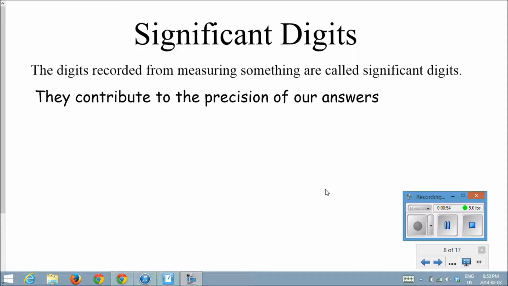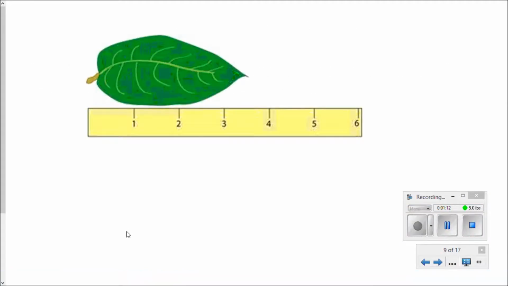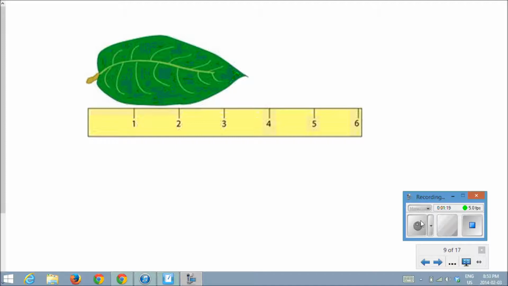So what are significant digits? Well, they're basically the digits that we record on a piece of paper when we measure something. These are called significant digits. It's not going to really make a lot of sense until I show you an example. But they contribute to something called the precision of our answers. So take a look at this exciting example right here. What you have is a leaf and you have a ruler. Now, how would you measure this? Take a moment and think about what number you would record for the measurement of this leaf.